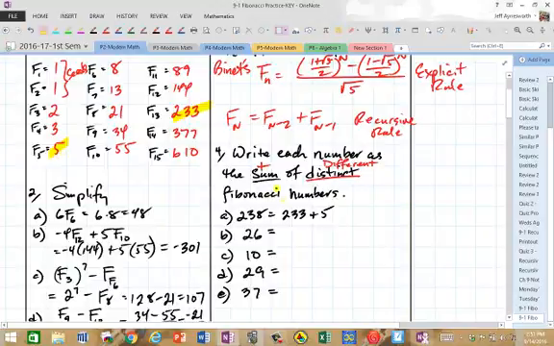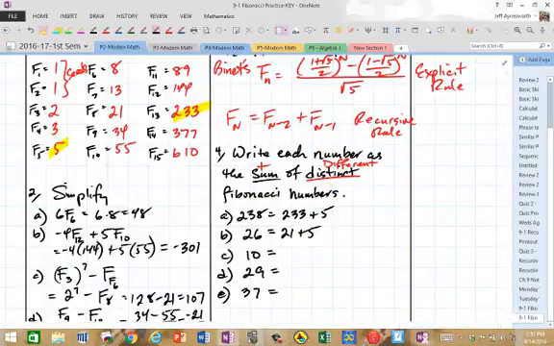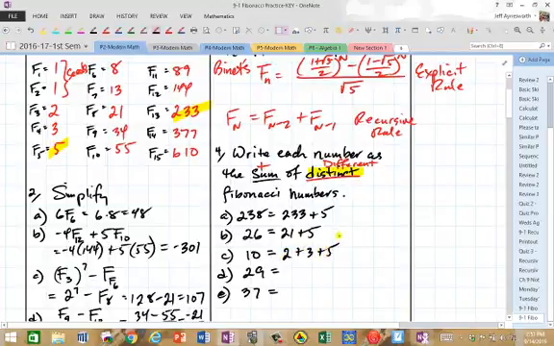26 is 21 plus 5. So it's the 8th Fibonacci and the 5th Fibonacci number there. 10 is these three added together. Again, they have to be different because it says distinct. You have to understand that. That means different. So 2 plus 3 plus 5.